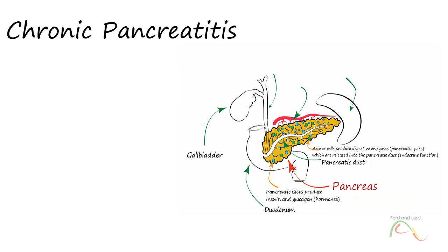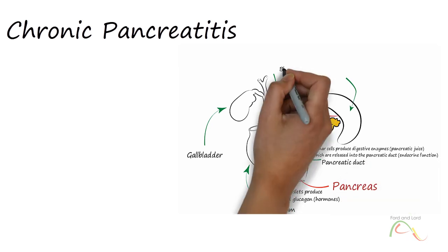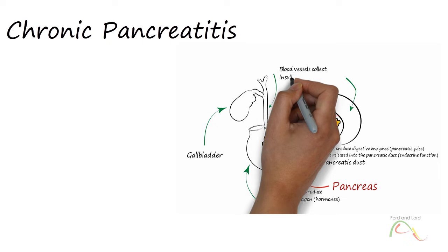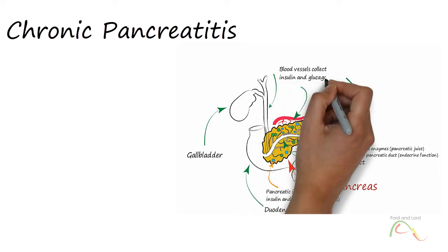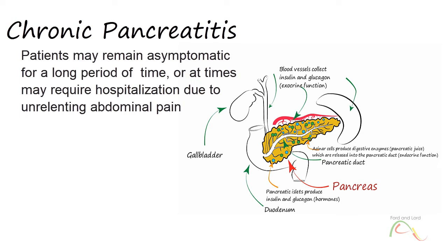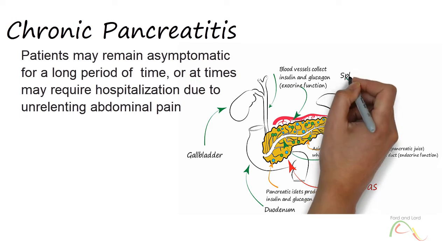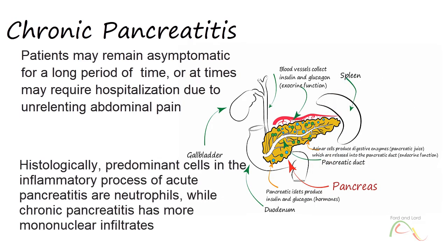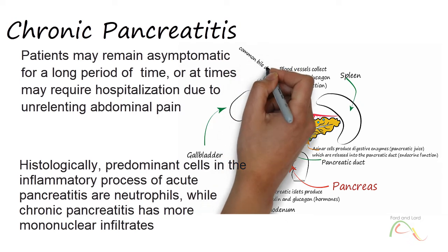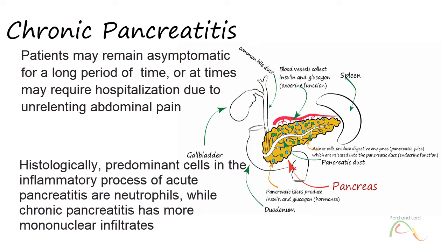Chronic pancreatitis. Unlike acute pancreatitis, which causes abdominal pain that radiates to the back, patients with chronic pancreatitis may remain asymptomatic for a long period of time, or at times may require hospitalization due to unrelenting abdominal pain. Histologically, predominant cells in the inflammatory process of acute pancreatitis are neutrophils, while chronic pancreatitis has more mononuclear infiltrates.